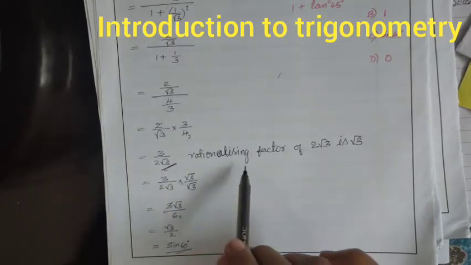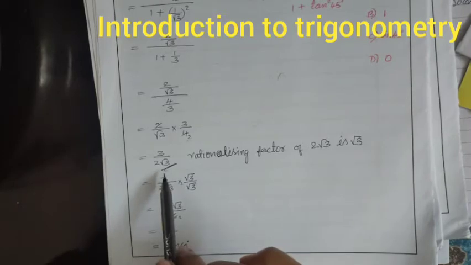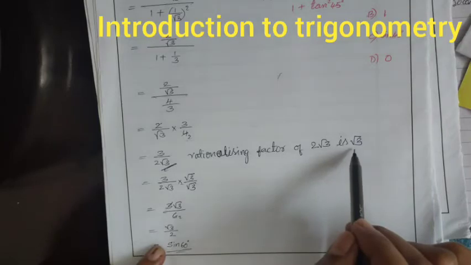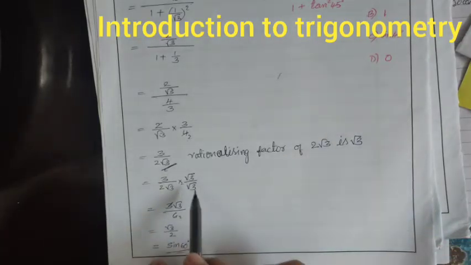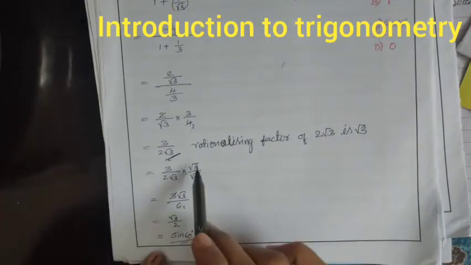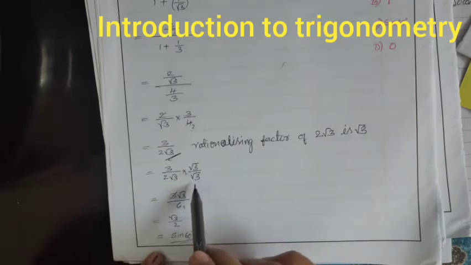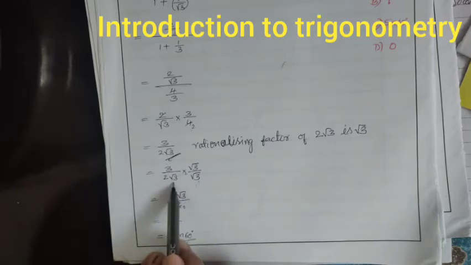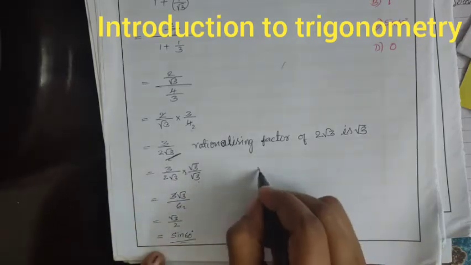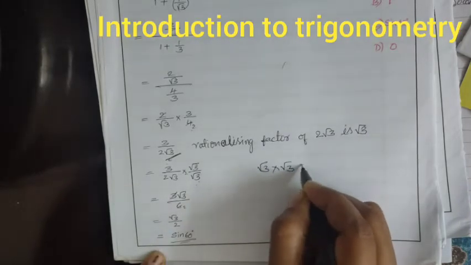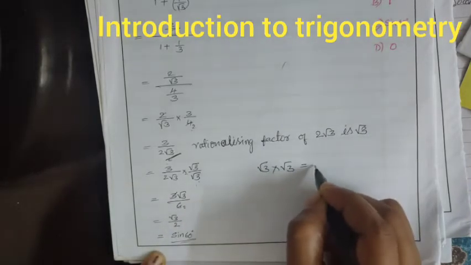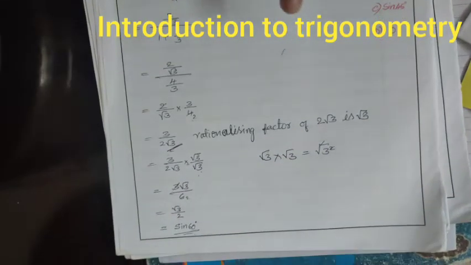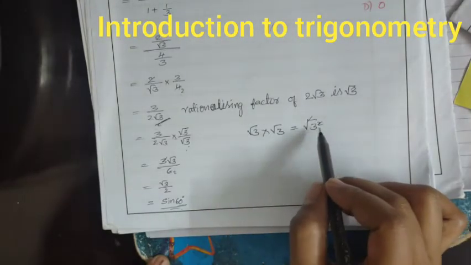That's why first take the rationalizing factor of this denominator 2 root 3. So the rationalizing factor of 2 root 3 is root 3. So you multiply and divide by this rationalizing factor root 3, both numerator and denominator. So 3 into root 3 is 3 root 3, and root 3 into root 3 is 3, because the square and root will be cancelled.